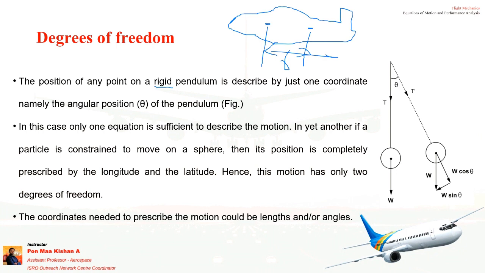The same is applicable for the pendulum, and for any body also. In the next slide we also have one rigid body, and I will explain with that too. The position of any point on a pendulum is described by just one coordinate, namely the angular position, whereas in the previous example, x, y, I had just given the linear case.